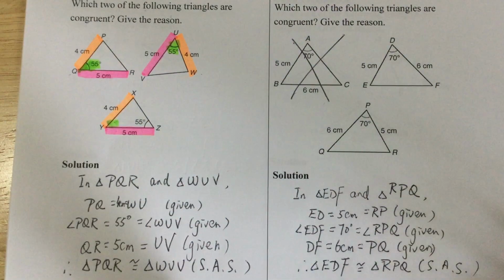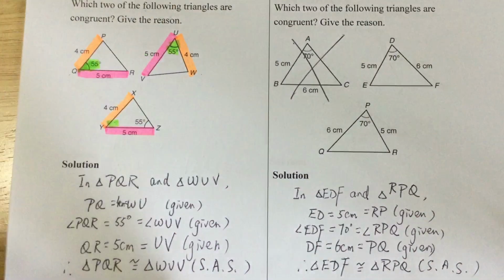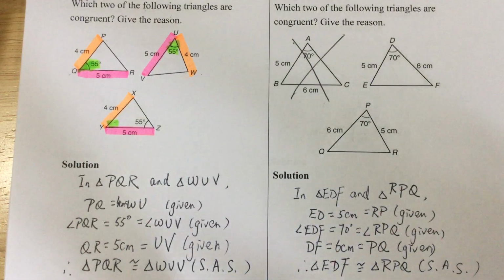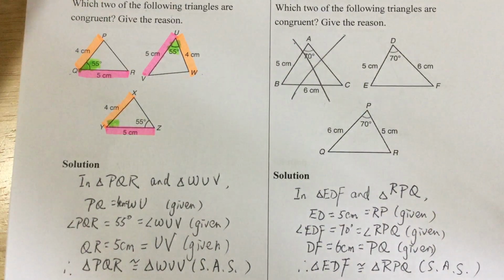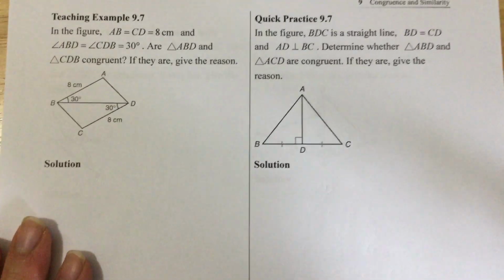Okay, so this is the proof of the correct practice 9.6. Every time we have 5 rows. Okay, now let's look at teaching example 9.7.